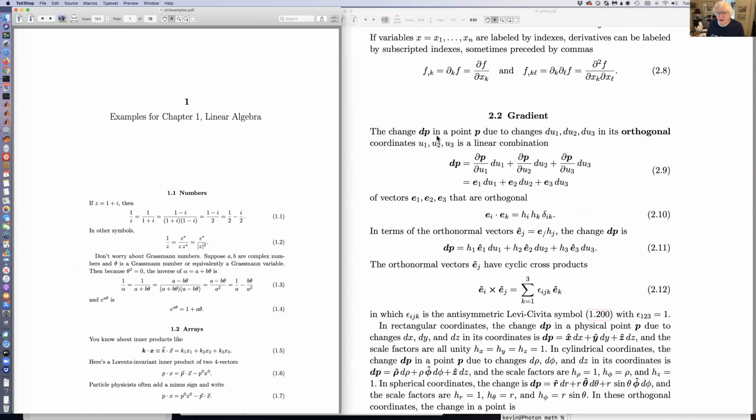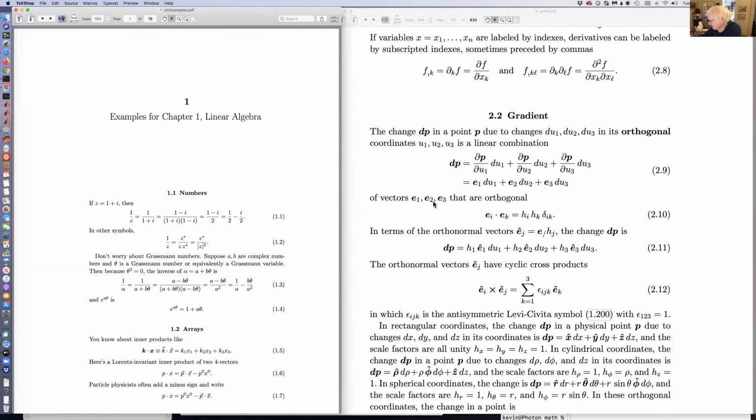Okay, so the change in a point P due to changes in the coordinates, of course, is the partial derivative of the point with respect to each of the coordinates times the change in the coordinates. And that's then a vector in the 1 direction at the point P, and in the 2 direction at the point P, and the vector in the 3 direction times du3. And well, I said a unit vector. I misspoke. It's a vector, and we don't need these to be unit vectors yet.